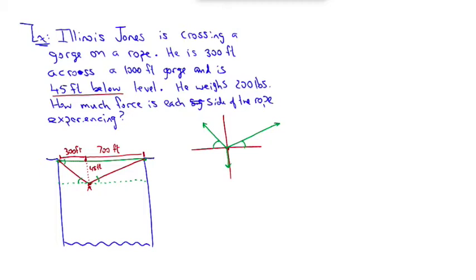So, if I look at this side of the triangle, how long is it? 45 feet. The bottom is 300. How do I find the measure of this angle? You do tangent. So you would say theta is equal to tan inverse of 45 over 300. Approximately 8.5 degrees. So in this picture, this would be 8.5 degrees.